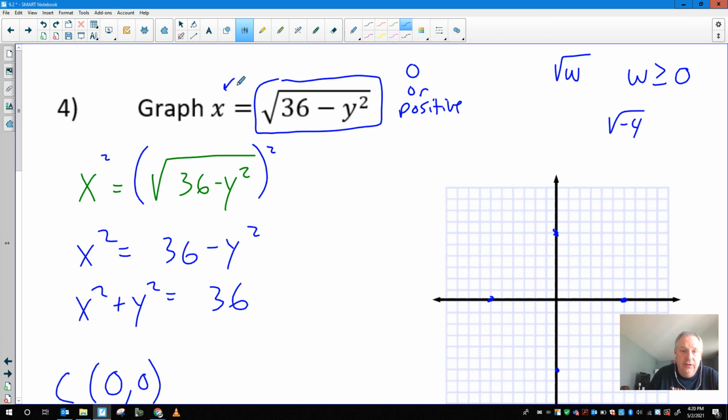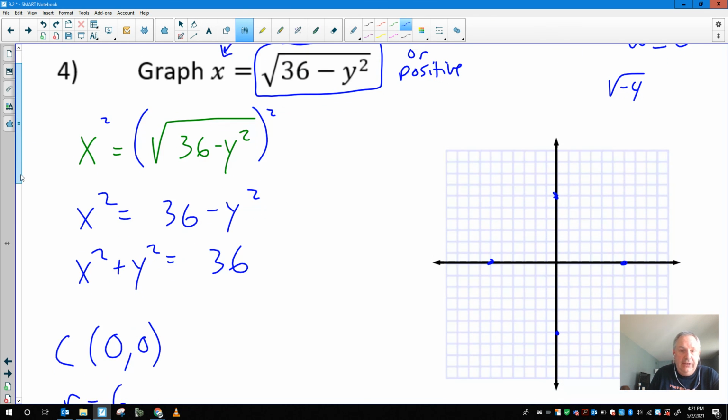So x can either be 0 or positive. You can put in different values for y, but once you plug it into the square root, you're never going to get a negative result. If I take the square root of 0, I get 0. If I take the square root of a positive, I get a positive. So x goes left and right.